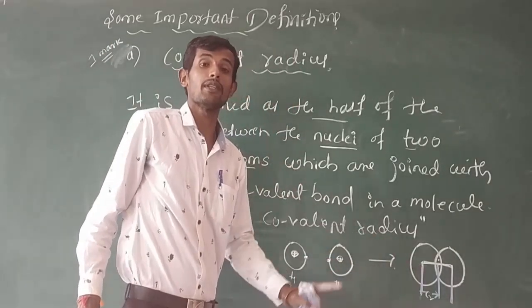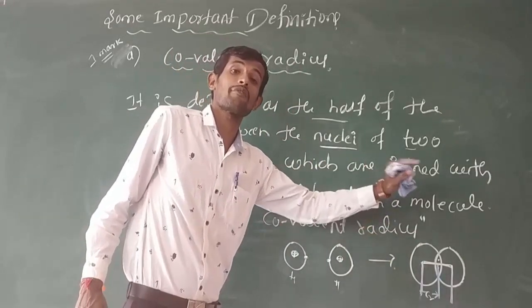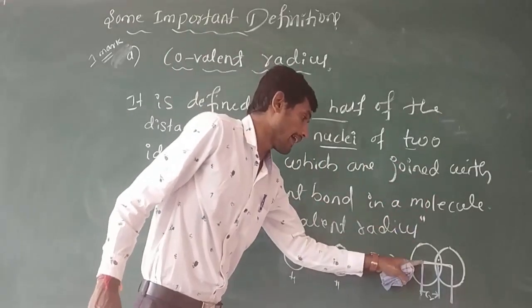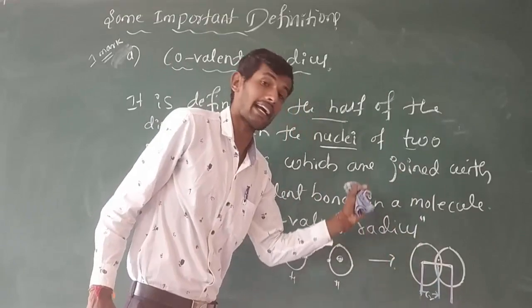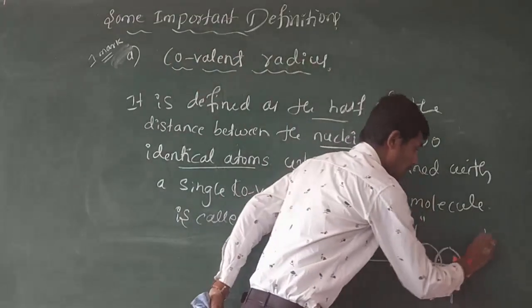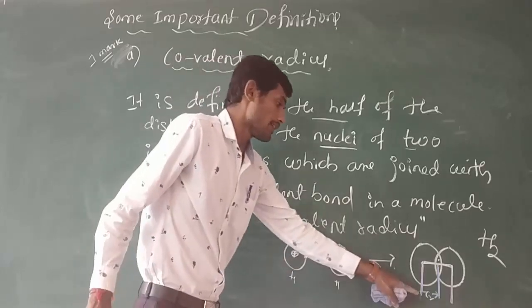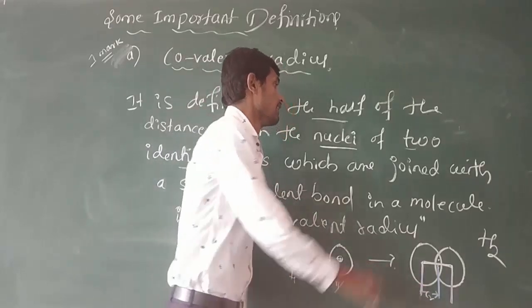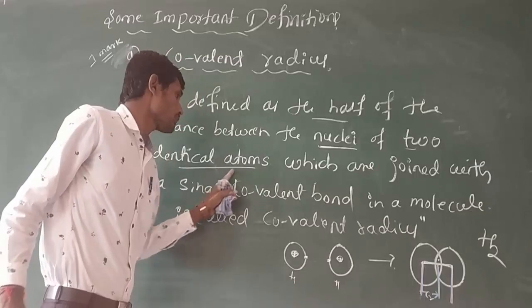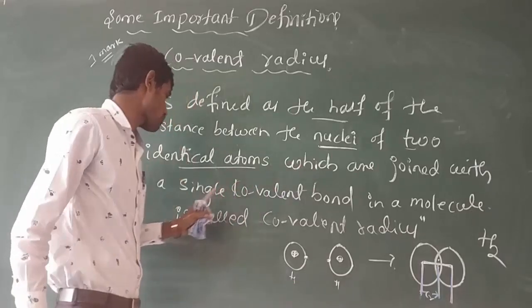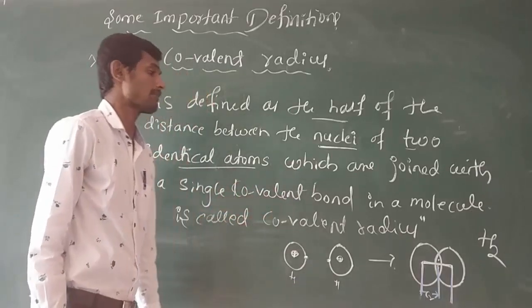Remember, when the atoms are combined, there is a formation of a molecule. Hydrogen molecule is H2. Yes, it is the distance between the nuclei of two identical atoms which are joined with a single covalent bond.